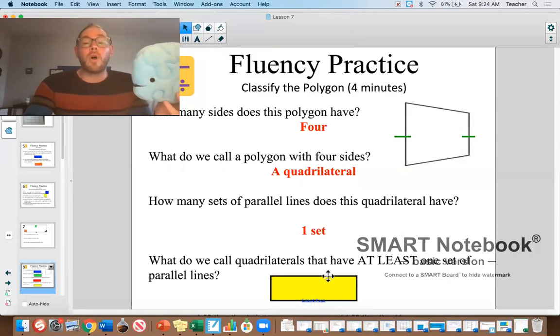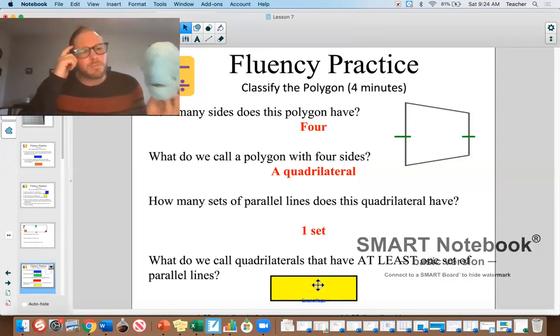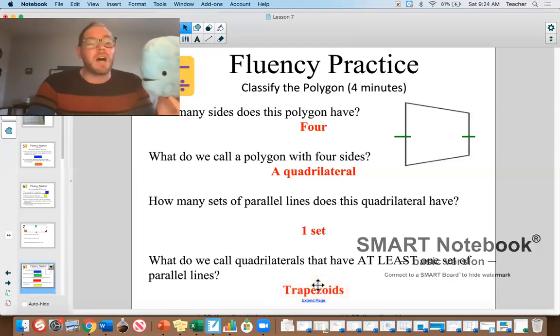All right, what do we call quadrilaterals that have at least one set of parallel lines? Think back, use your brain, and see if you can remember. What do you think it is? Let's see, brain, what is it? Trapezoids! Well done. A trapezoid, because it looks like a trapeze that trapeze artists would swing on in the circus.